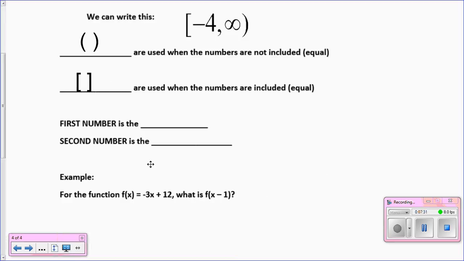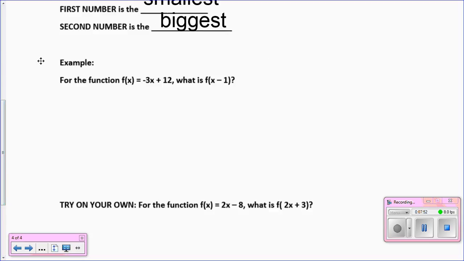Okay? First number is always your smallest number. Second number is always your biggest number. Okay? So that's just another option for it. Unfortunately, this is not going to be on your SOL. You're always going to see set builder notation. But if they don't tell you a notation to write it in, you guys can use the interval notation for it.